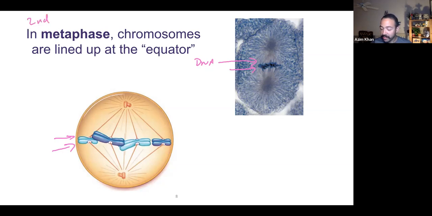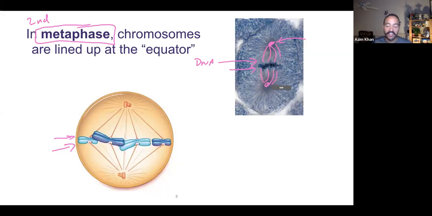This is the second phase of mitosis. It's called metaphase. The DNA is lining up. You see these dark things? This is where centrioles are found. I'm not going to test you on that. And then there are spindles that attach to them. I'm also not going to test you on that.